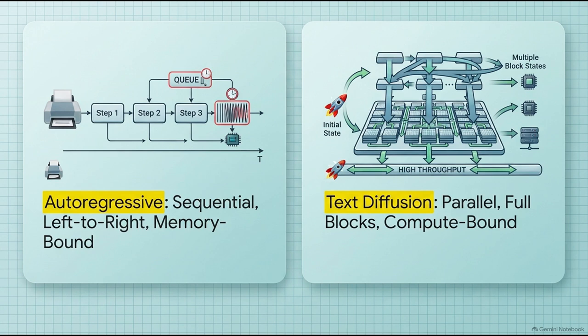Text diffusion models, on the other hand, completely flip the paradigm. They process full blocks of tokens all in parallel. This shifts the bottleneck from being memory-bound to being compute-bound, meaning it actually utilizes the full processing power of the GPU hardware rather than just sitting around waiting for memory transfers.